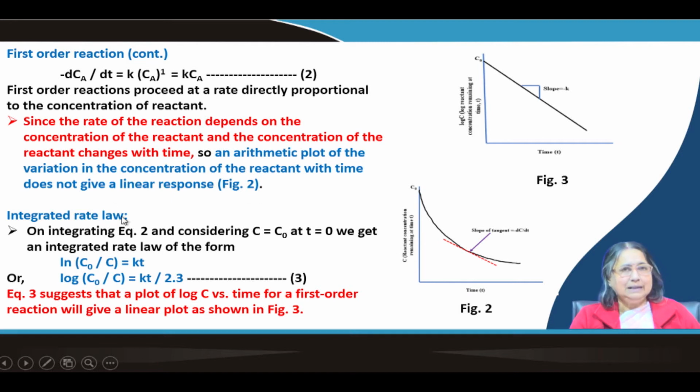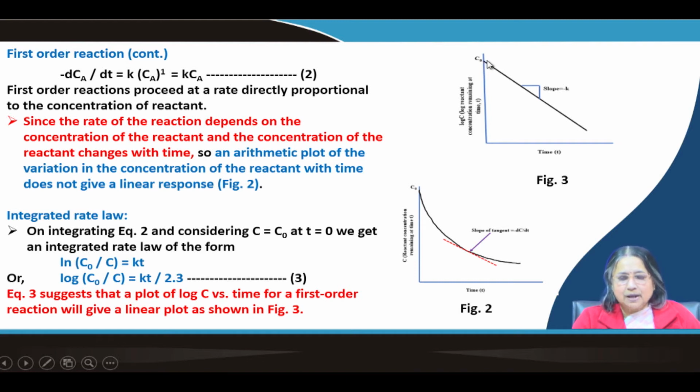Now if we apply the integrated rate law, then on integrating this equation we get ln C0 by C equals kt, or you can put it in log terms also: log C0 by C is equal to kt by 2.3. Or you can plot log C versus t. If you plot log C versus t, then you will get a straight line with negative slope, because it is the reactant, so it will decrease, and the intercept will be nothing but C0.